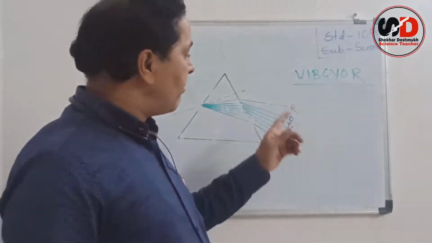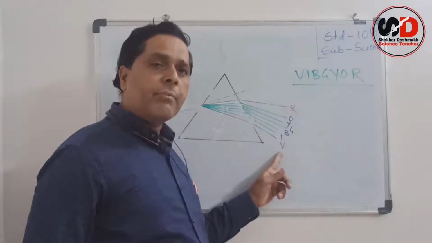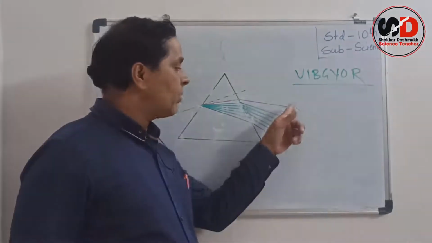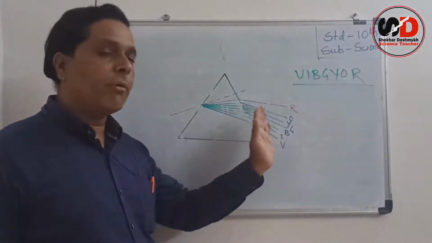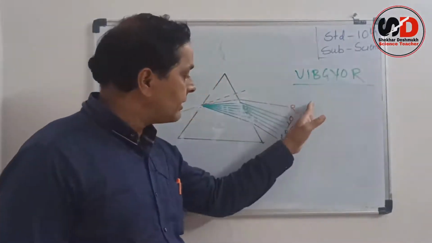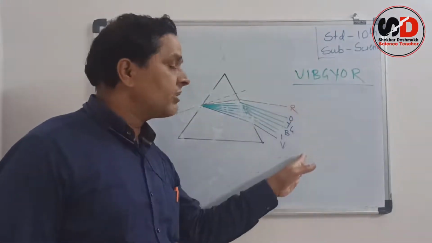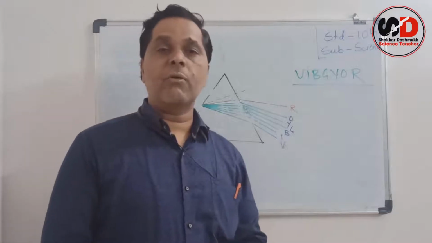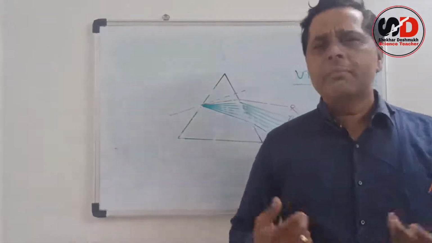So the maximum bending takes place for violet light, and the minimum bending takes place for red light. And whenever the light is coming from this prism, we can easily see the 7 colors here, and this is called the spectrum of light. So this is about the dispersion of light.